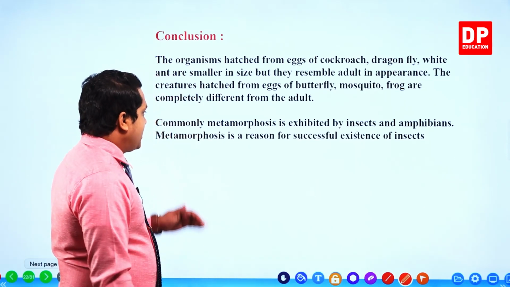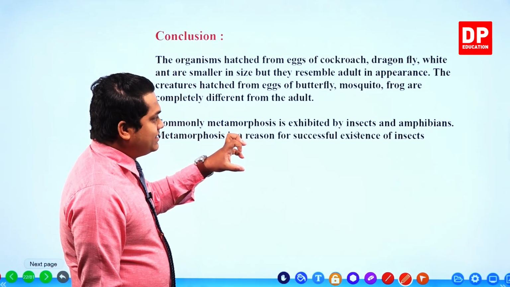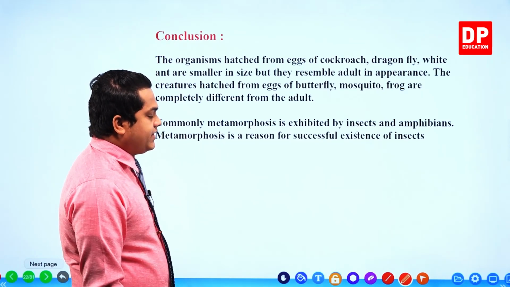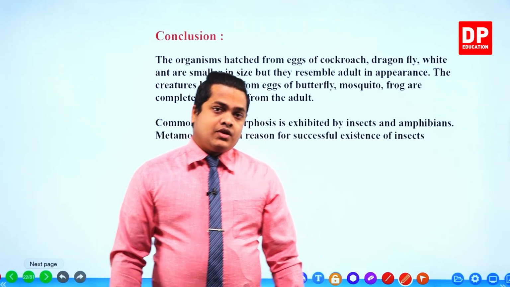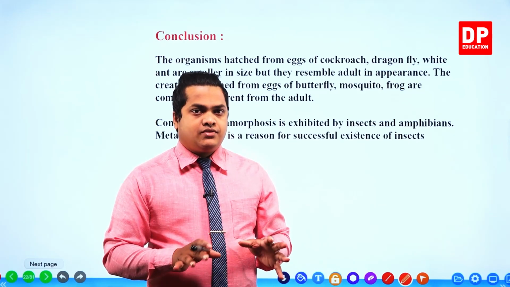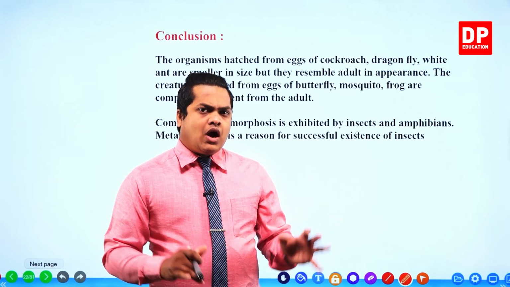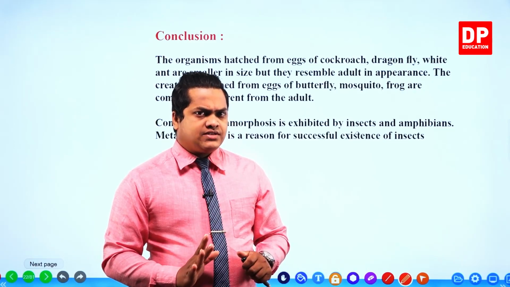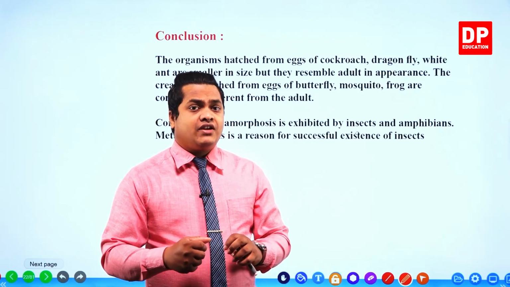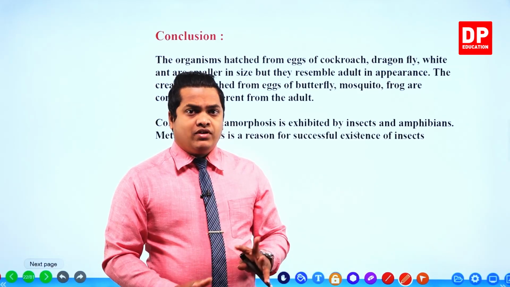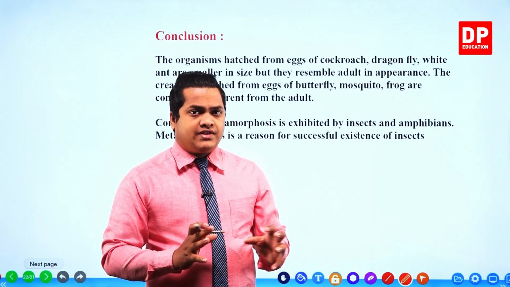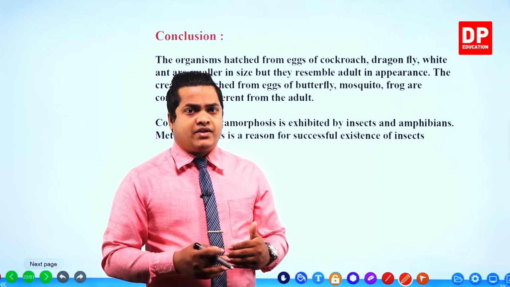So my dear children, commonly metamorphosis is exhibited by insects and amphibians. Metamorphosis is a reason for successful existence of insects, right? So here we can say that finally each and every organism goes through the metamorphosis process. However, there are some organisms which do not show significant changes, and there are some organisms that show significant changes. However, both types of organisms have undergone metamorphosis.